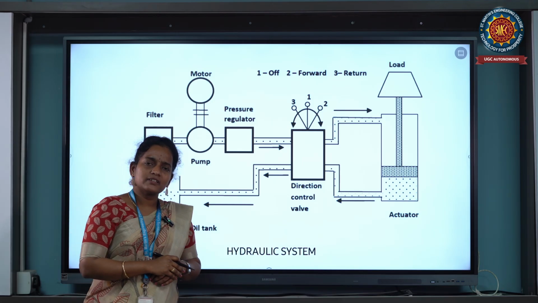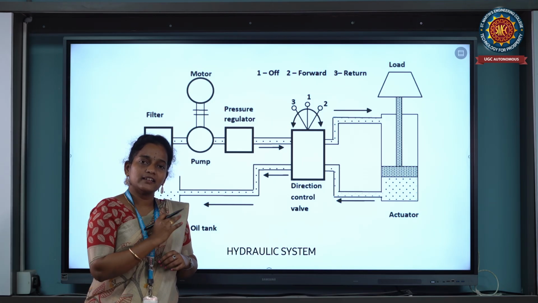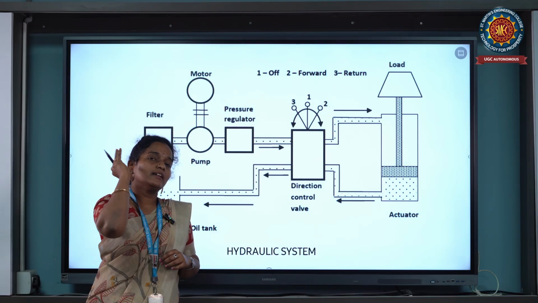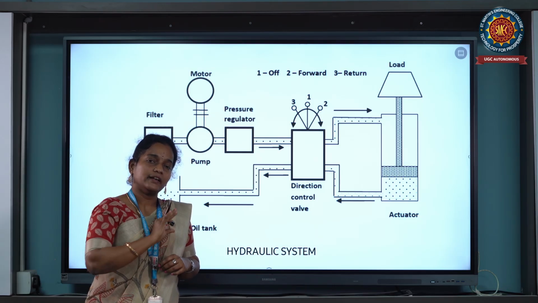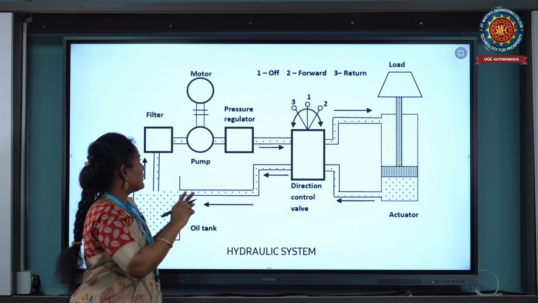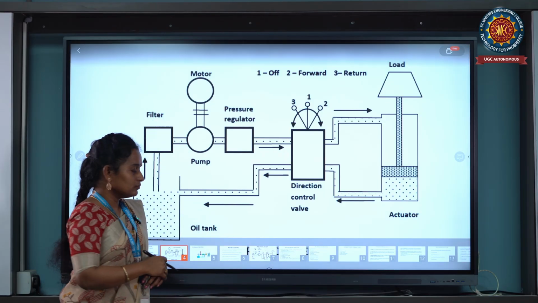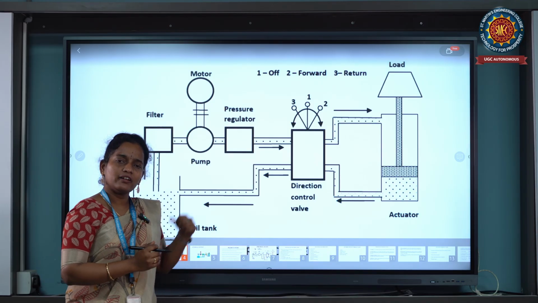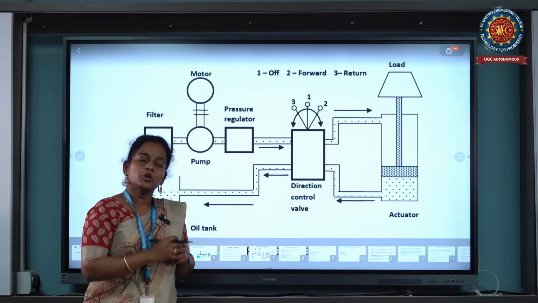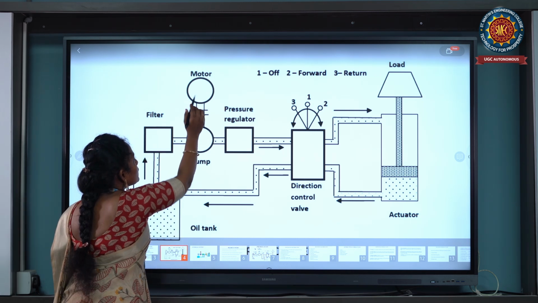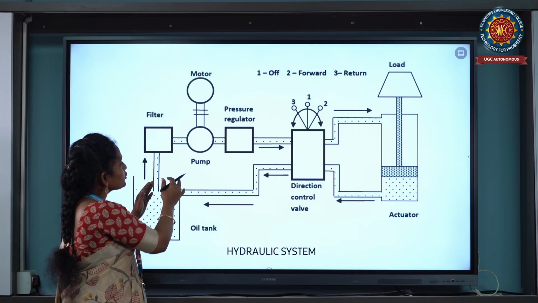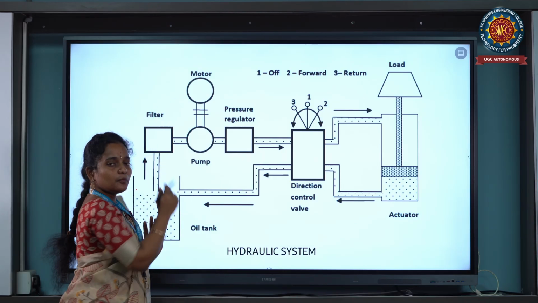What is the use of the pressure regulator valve? When the pressure of the oil reaches the maximum, it automatically moves to the next step. Before that, the motor is there. What is the use of the motor, and why is it placed here? The motor is mainly used to drive the pump. So that is the use of the pump and that is the use of the motor.